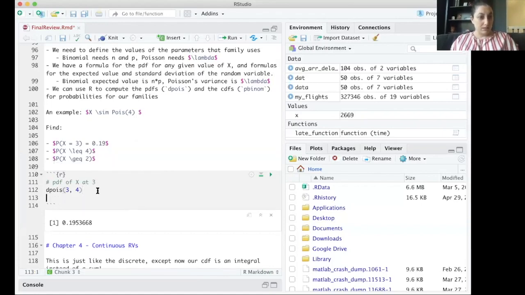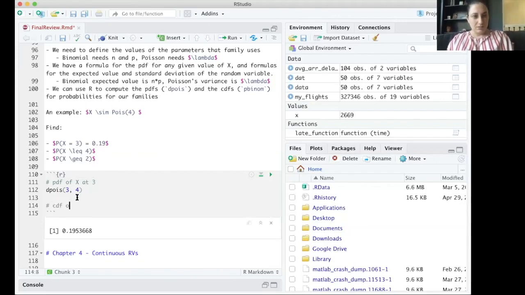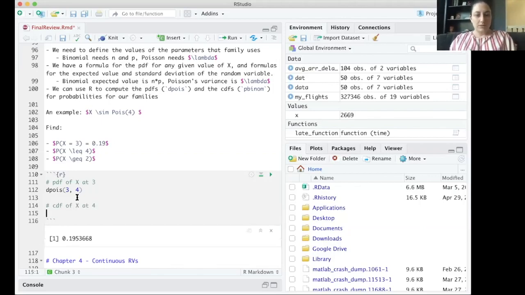If I wanted to know the probability of X less than or equal to 4, by definition, that is the CDF at 4, right? So then I need my ppois for 4.